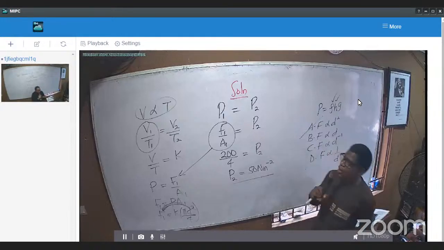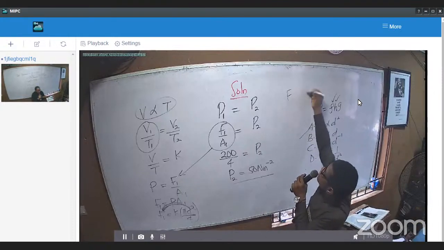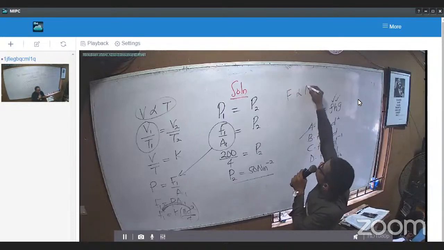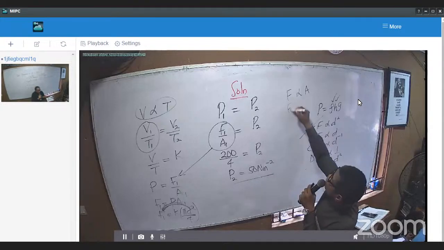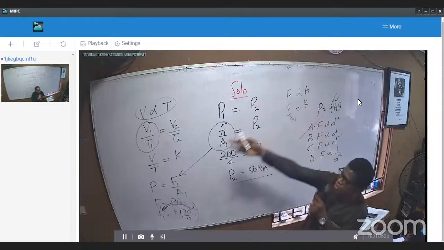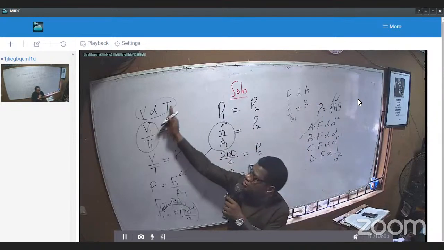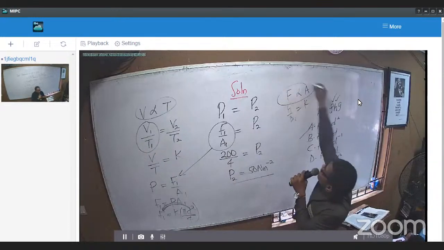That means another way of writing Pascal's law is to say that, because pressure is constant, force is proportional to A. That's the meaning. Force over area is constant, just like your Charles' law: V proportional to T, V over T constant. So please don't forget, these are under Pascal's law.